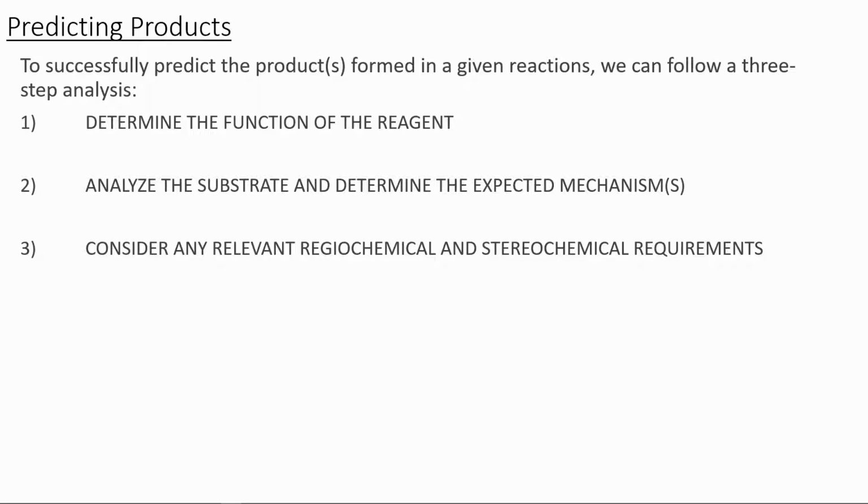Then, after we've looked at all of the reagents in the reaction conditions, we should look at the substrate. Is the alkyl halide on a primary, secondary, or tertiary carbon? If a carbocation were to form at the position where the alkyl halide is located, would it be able to undergo rearrangement? And then finally, we'll want to consider any relevant regiochemical and stereochemical requirements to help determine the correct structure of the potential products.